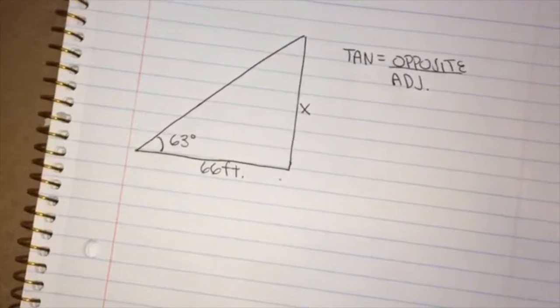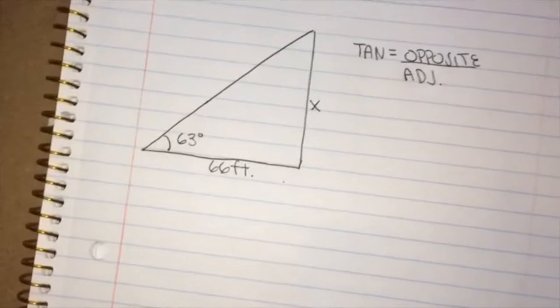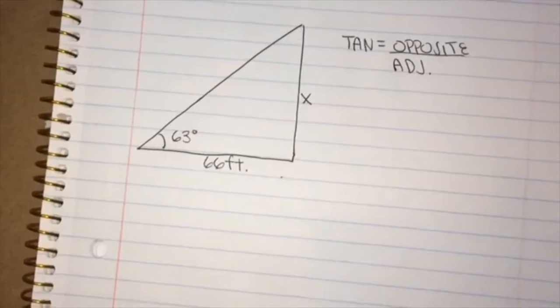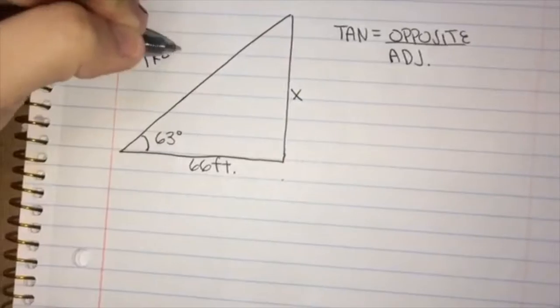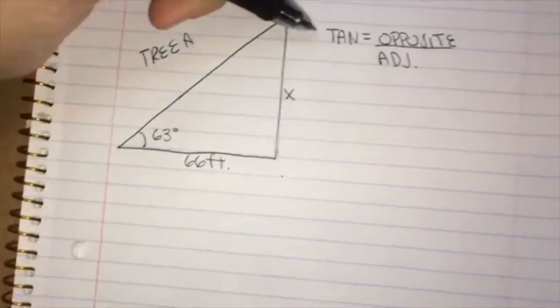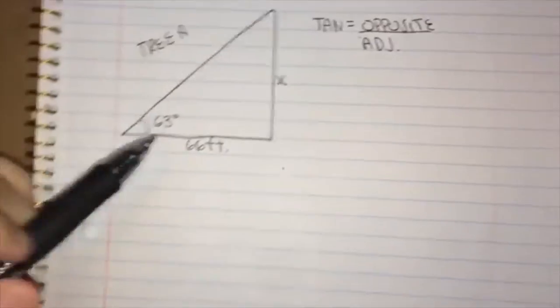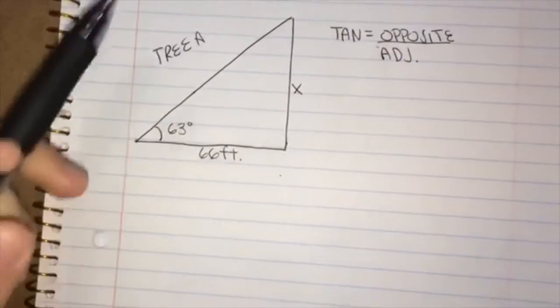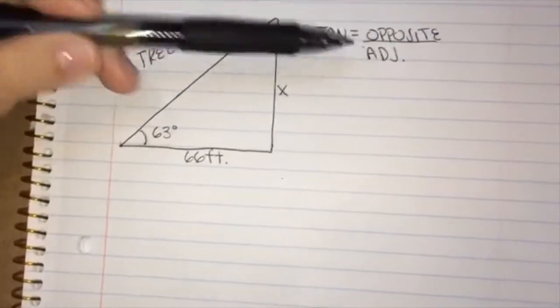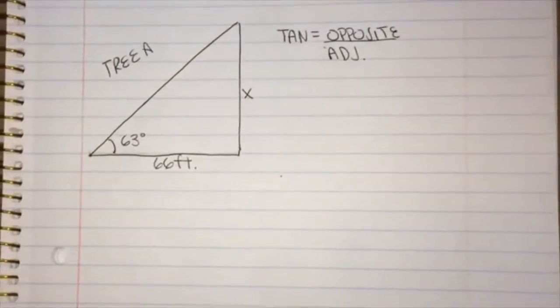To find the height of the tree, we use SOHCAHTOA. As we all know, we can find the length of a missing side or the size of an angle using this method. For tree A, we use tangent, which is opposite over adjacent. The 66 feet here, which is the distance from us to the tree, is going to be the adjacent side, and X is going to be the opposite.